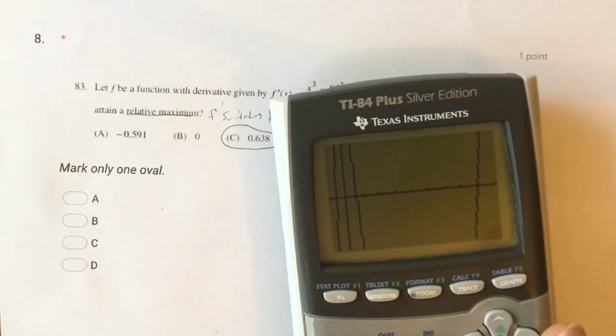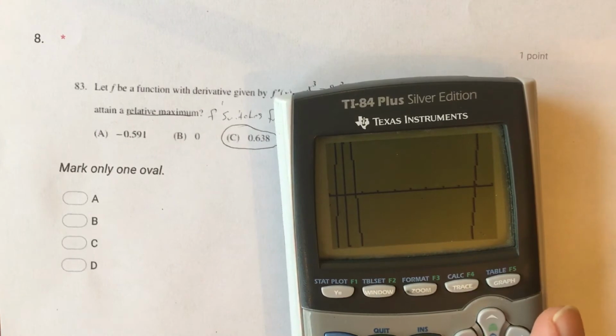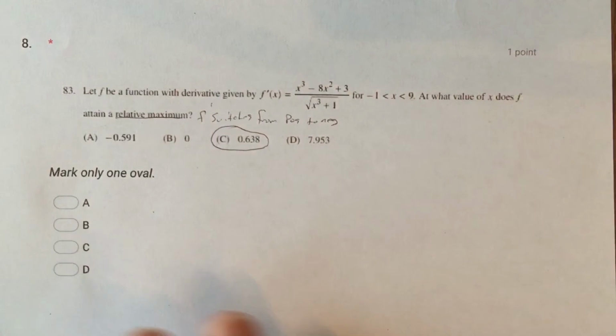All right, so again, simple little idea that we've done lots of times. We just have to graph it and check it out. All right, so that was that one.